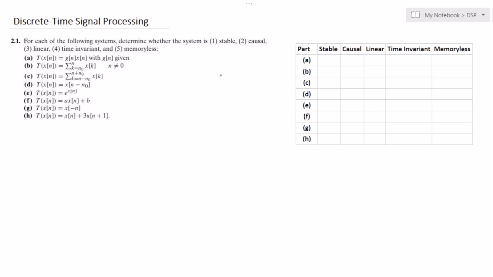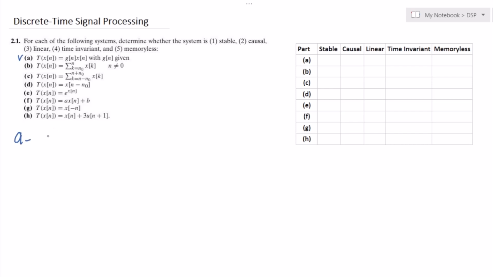Okay, so to solve it I have created this table. If a system given in A, B, C, D, E, F, G, H fulfills some criteria, I will indicate it here. Otherwise, I will also indicate it here as well. Okay, so let us first solve part A of my question.